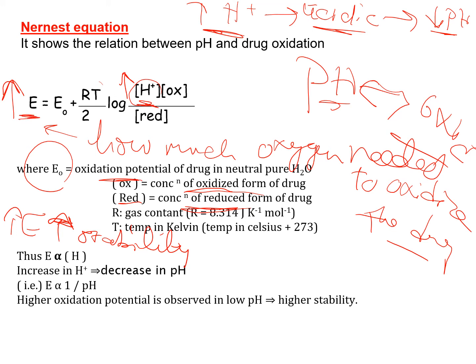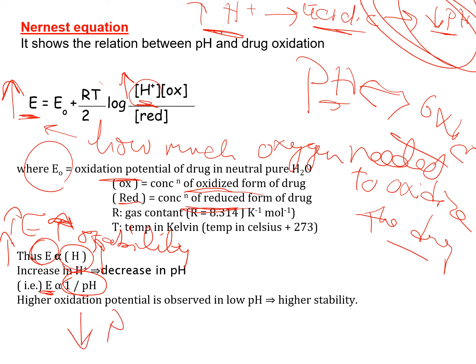What does it mean? It means that most drugs are more stable in the acidic medium compared to the alkaline medium. So the relation between oxidation potential and concentration of hydrogen ion is a direct relation. By increasing H from the equation, E will be higher and the drug will be more stable. High H means low pH. So that's why the relation between E and pH is an inverse relation. We need to reduce pH.